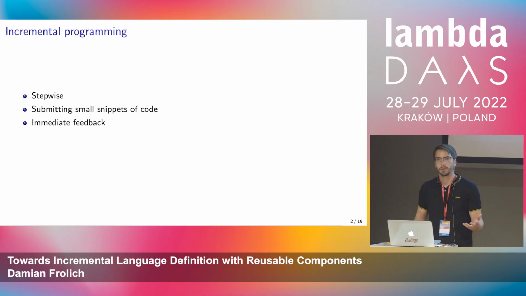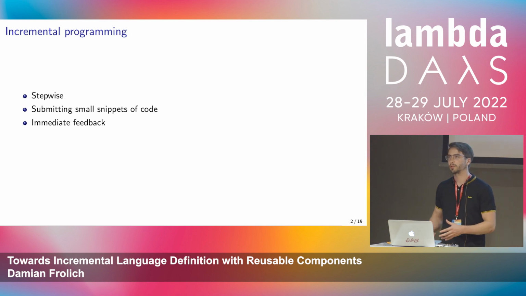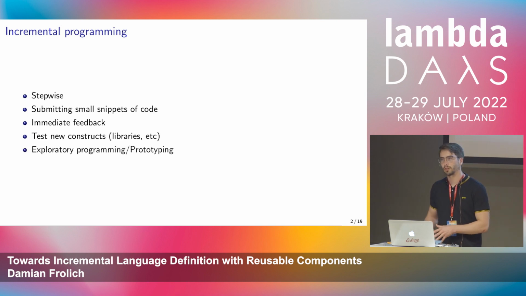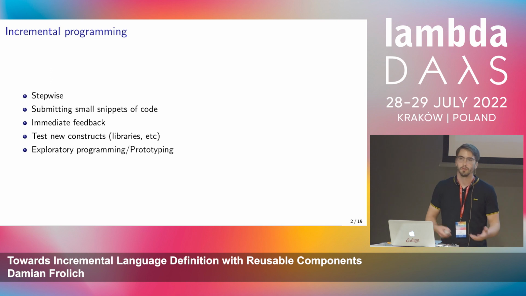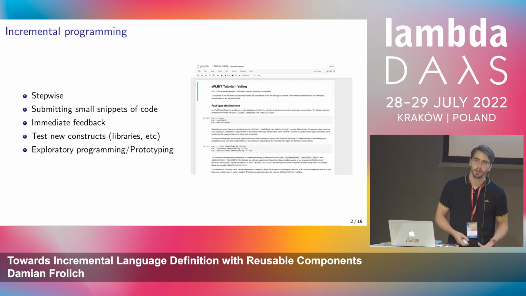What is incremental programming? It's a style of programming where you do stepwise programming, so you submit small snippets of code and you get immediate feedback on this code. And this is useful to test new constructs, for example, libraries or algorithms, and to do rapid prototyping or exploratory programming. And incremental programming, we see that in read-eval-print loops or, for example, in Jupyter notebooks.